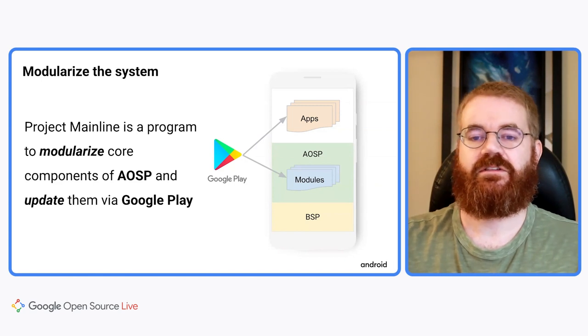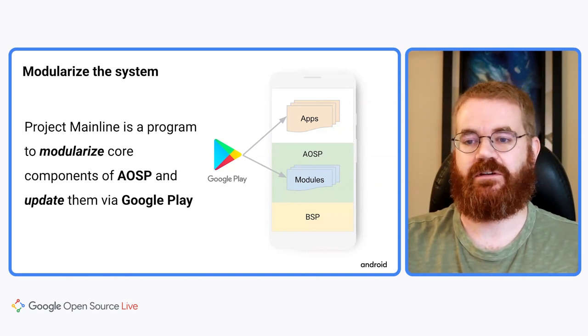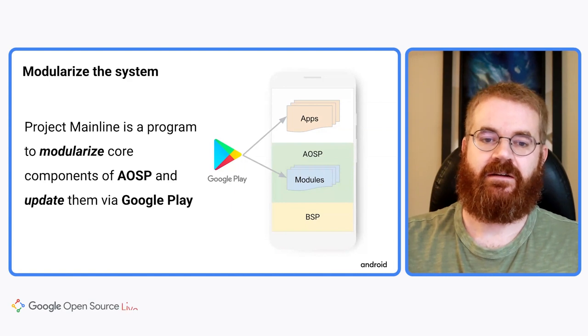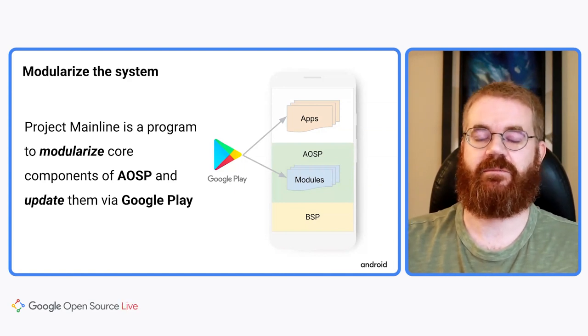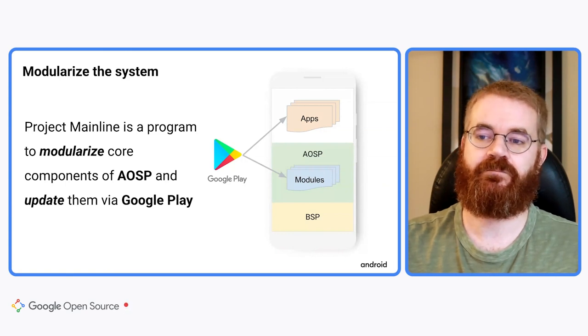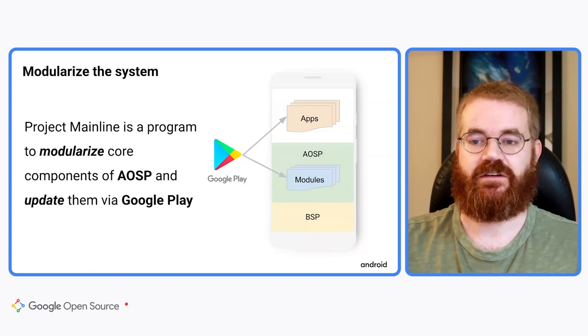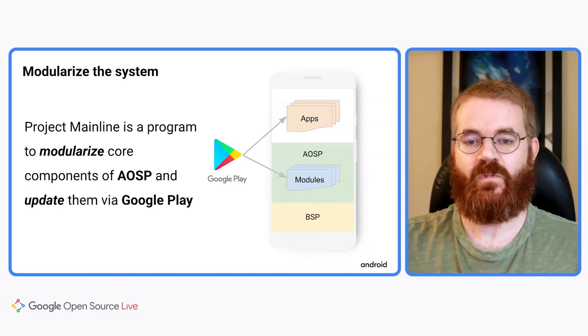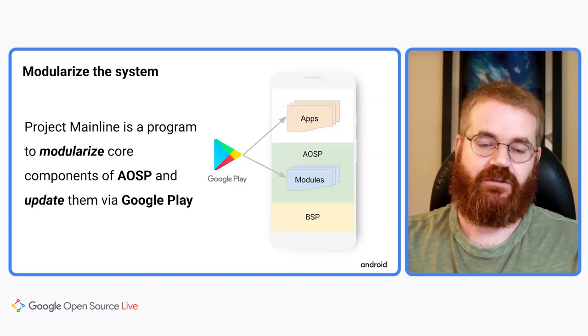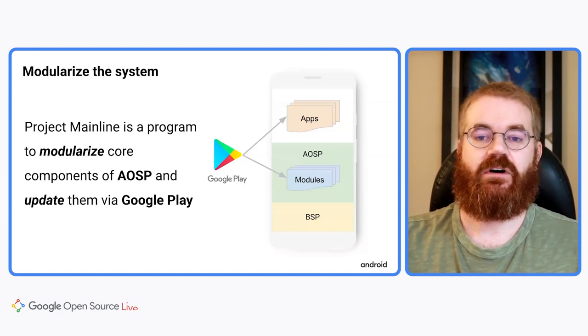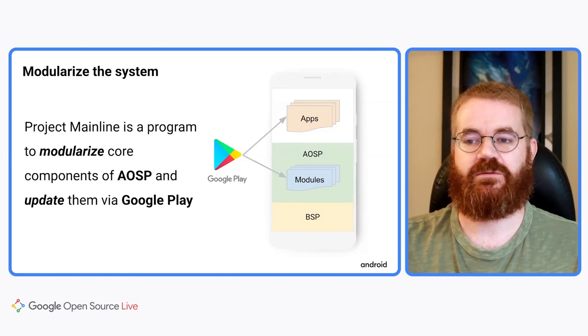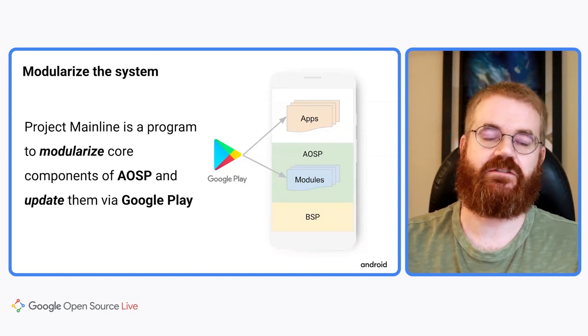Not all devices in the ecosystem are getting regular platform security updates. So with Mainline, we're able to reach a lot of users that are on older devices that might not be getting software updates anymore. And the security updates are delivered more broadly and more quickly to users as they go through Google Play. And the module updates are also delivered to all devices that have those modules included on them, regardless of manufacturer.